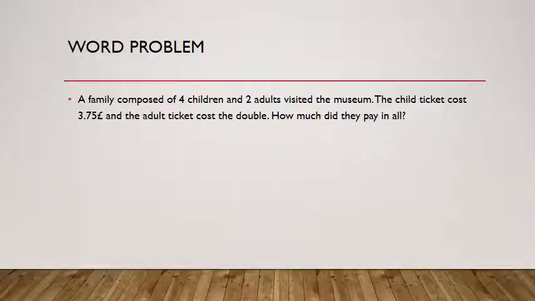Now let us solve this problem. A family composed of 4 children and 2 adults visited the museum. The child ticket cost 3.75 and the adult ticket cost the double. How much did they pay in all? The first thing I'm going to do is to find the cost of the adult ticket, which is the double of that for the child. So I'm going to multiply 3.75 by 2. Let us do it aside.